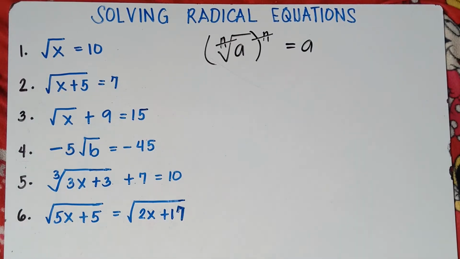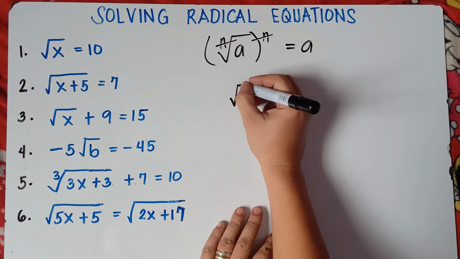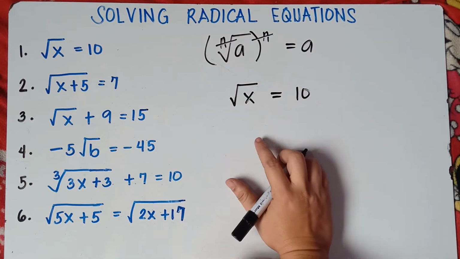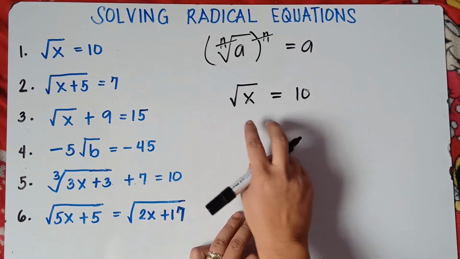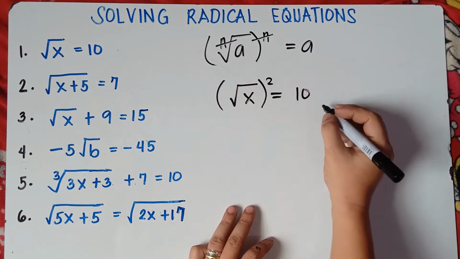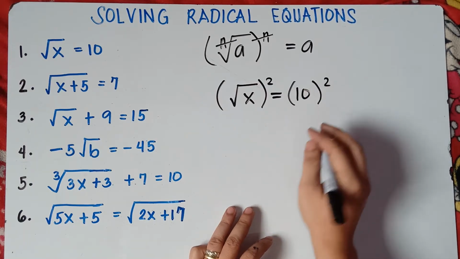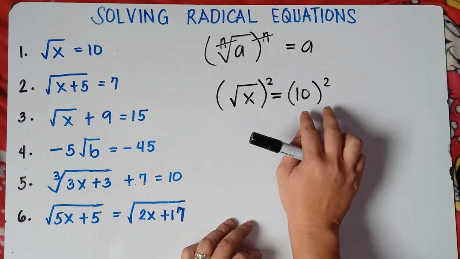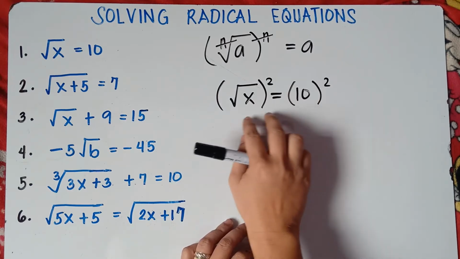So let's start with number 1. If we have the square root of x equals 10, to get the value of x, simply square both sides. Once you square the left side of this equal sign, you also do that on the right side to keep the equation balanced, class.